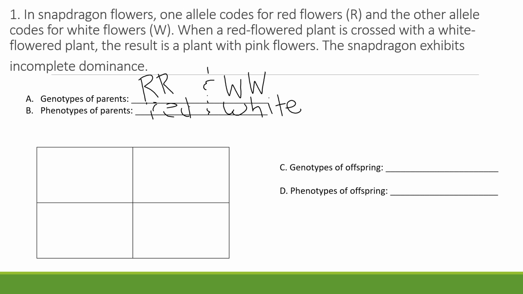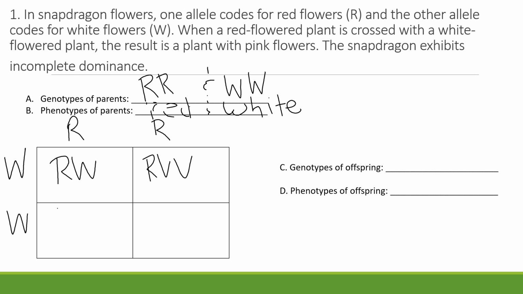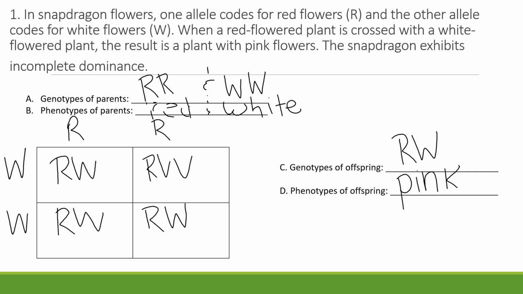Okay, so if we're going to set up our Punnett here, one parent, R, is on top, and the other parent, W, is on the side. Okay, so if we put them together, we have RW, RW, RW. And it doesn't matter if you have it RW or WR, it's the same. Okay, so our genotypes of the offspring in the boxes, the only genotype we have are RW. My phenotype is pink.